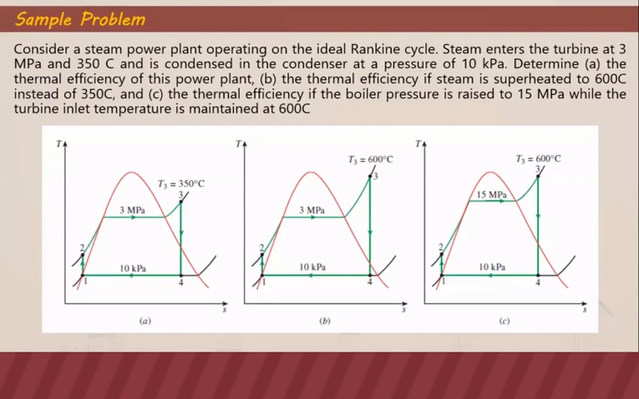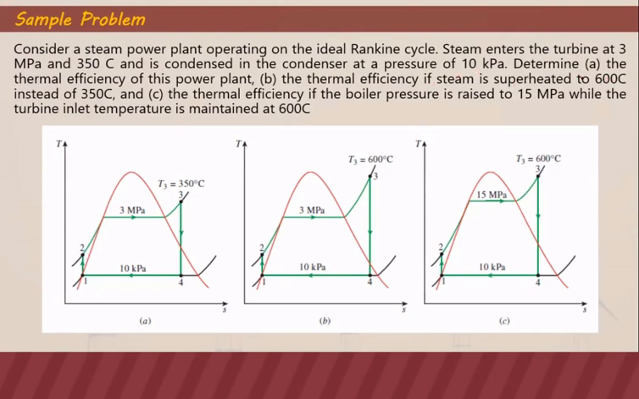This is a problem wherein we are going to apply the ideas that we learned about improving the efficiency of Rankine cycle. So here we are given a steam power plant operating on an ideal Rankine cycle. Steam enters the turbine at 3 megapascal and 350 degrees Celsius and is condensed in the condenser at a pressure of 10 kilopascal.